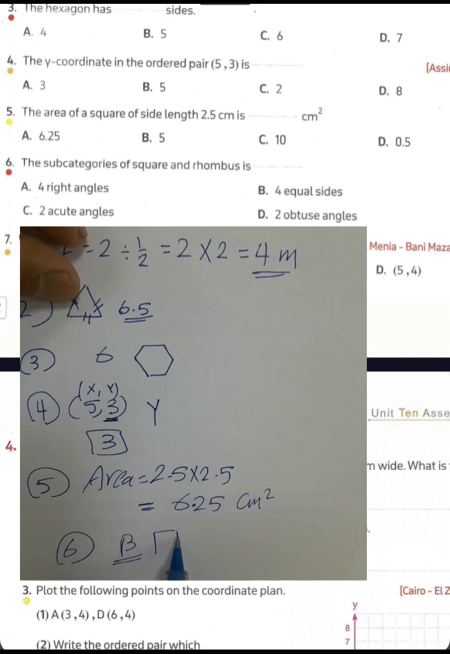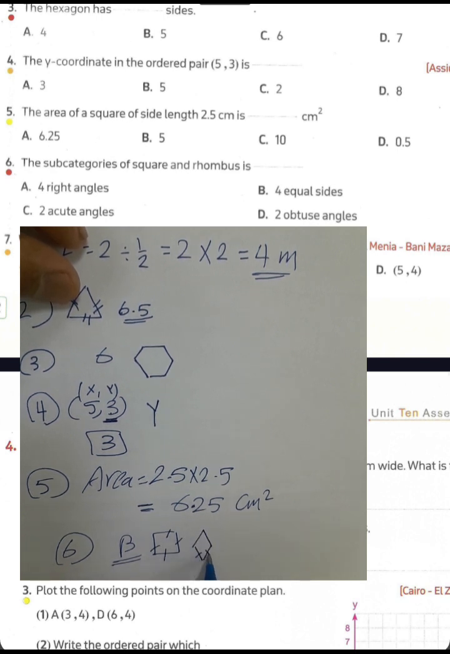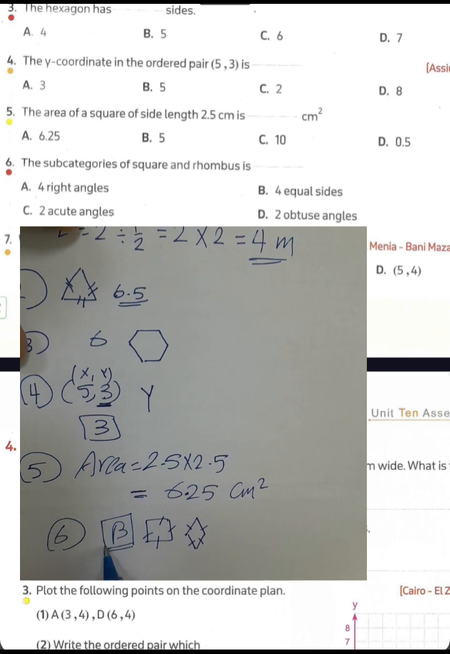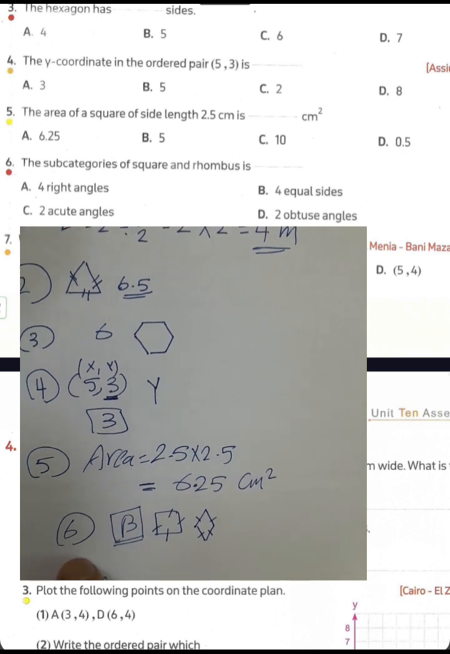We have a square, all sides are equal in length, and a rhombus, all sides are equal in length. That is what is similar between a rhombus and a square. So you must choose letter B for question number 6, because he asked about the similar quality between them. All sides are equal in length in each of them.